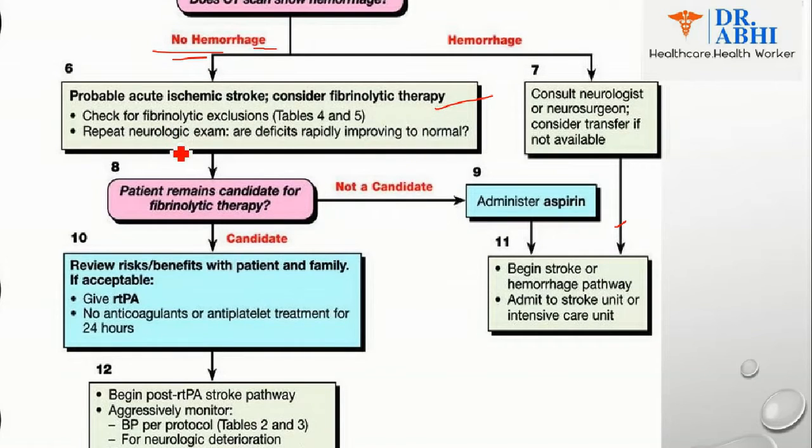We have to repeat the neurological examination to see if the deficit is rapidly improving to normal. If the patient is a candidate for fibrinolytic therapy, then we have to start the rtPA, and if the patient is not a candidate, then we can administer aspirin and anticoagulants and admit them to the stroke unit.